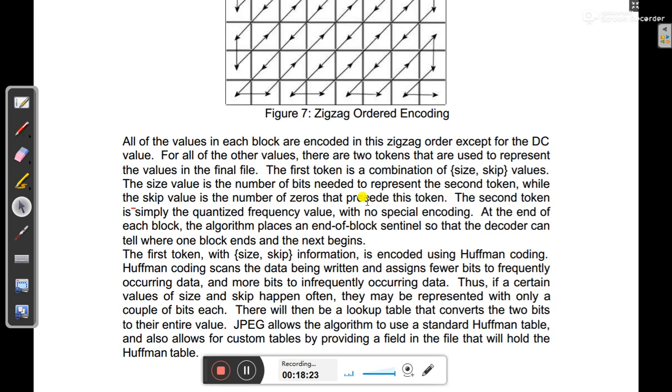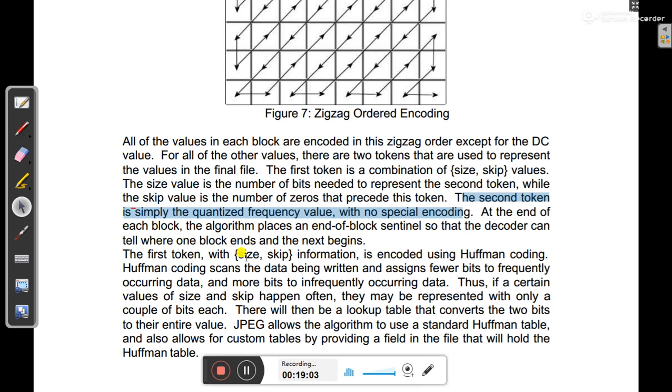So the size value is the number of bits needed to represent the second token, and the first token is the combination of size and skip values. The skip value is the number of zeros that precede this token. The second token is simply the quantized frequency value with no special encoding. At the end of each block, the algorithm places an end of block sentinel so that the decoder can tell where one block ends and the next begins.